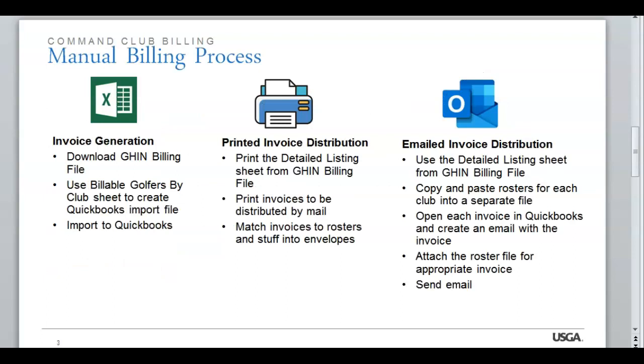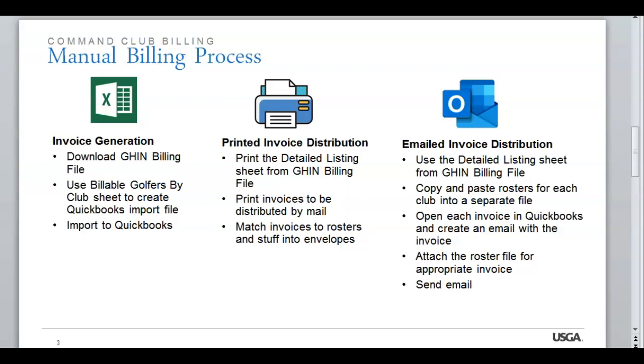So this is a look at the manual billing process, so what your bookkeeper or accountant has to go through to produce the invoices. So the first thing is invoice generation. They have to actually get the invoices created, most likely in QuickBooks. To do that, they would download the Gin billing file. So they'd have to generate a Gin billing file and then download that spreadsheet.